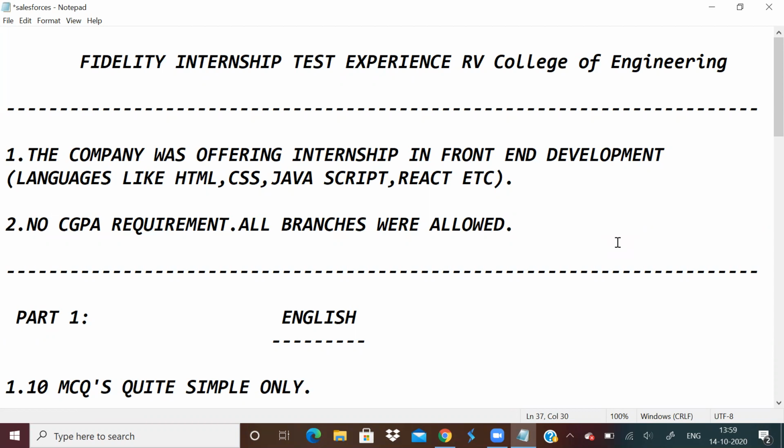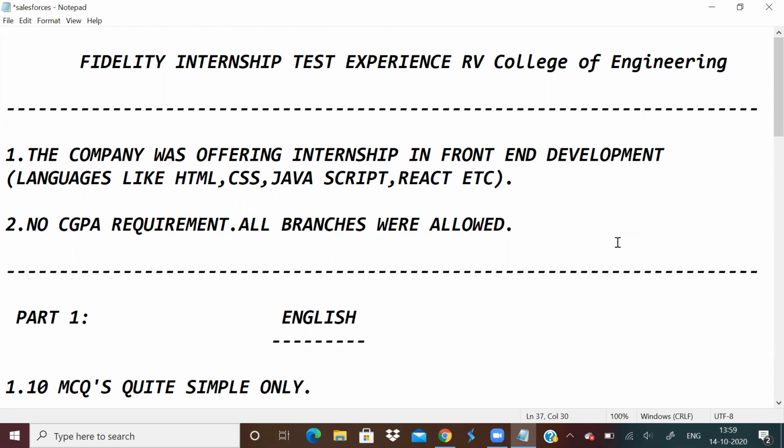This company came to my college, RV College in Bengaluru, and it was offering an internship in front end development. They were going to teach us concepts like JavaScript, React, HTML, CSS. The requirement for the internship test was nothing. There was no CGPA requirement. All branches were allowed to write.